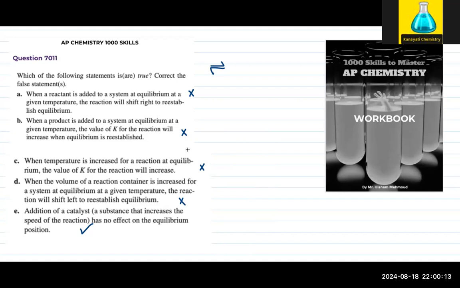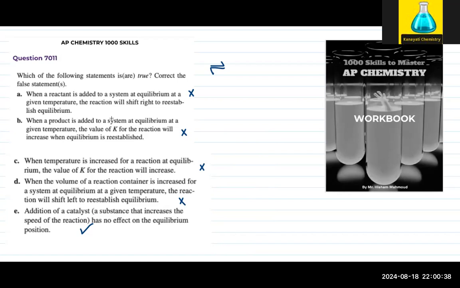Statement A is false for reactants that are either solids or liquids. So adding more of this has no effect on the equilibrium. If you have a system which is at equilibrium and at a given temperature, and you have added a reactant, and this reactant is a solid or this reactant is a liquid, it has no effect on the equilibrium.